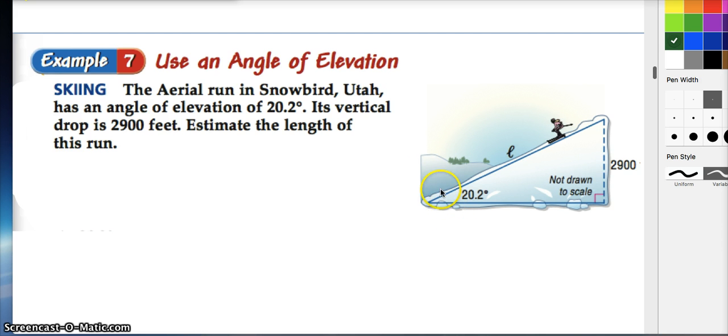Our final example is example 7, and we're going to talk about the use of angle of elevation. So the aerial run in Snowbird, Utah has an angle of elevation of 20.2 degrees. Its vertical drop is 2,900 feet. Estimate the length of the run. You guys get it as usual. So the run that they're talking about is this length here, and so this would be the hypotenuse, and this is opposite, and we've got an angle. What uses opposite and hypotenuse? Hopefully you're screaming at your screen and you're saying sine, and not sin.